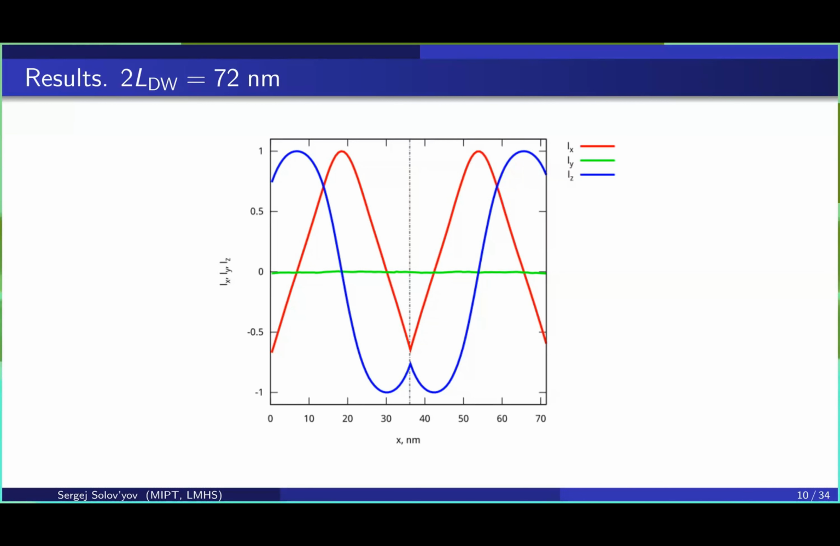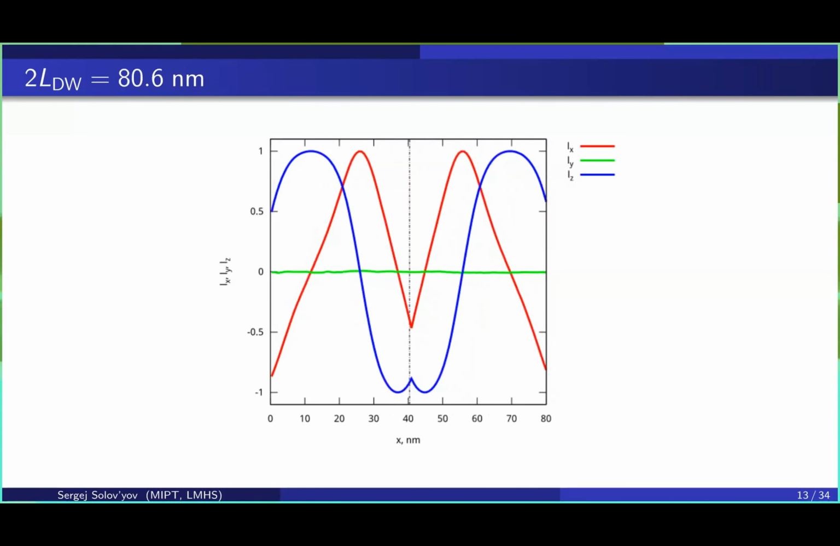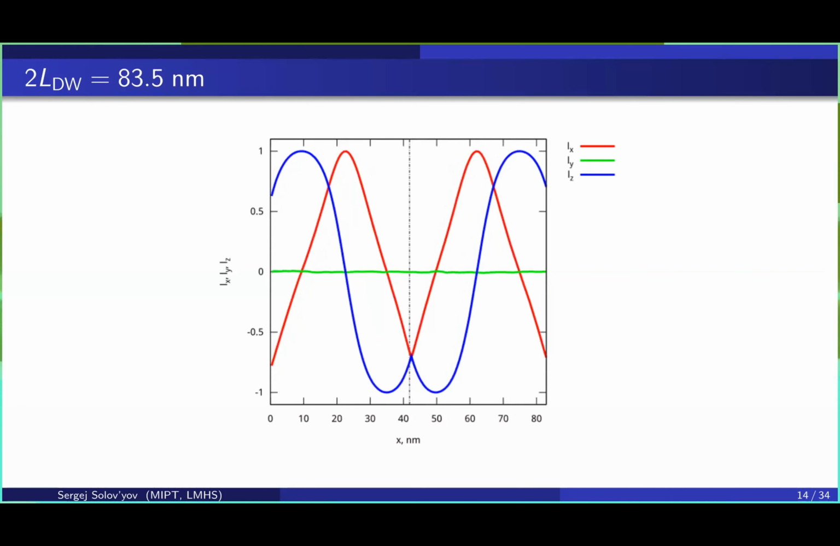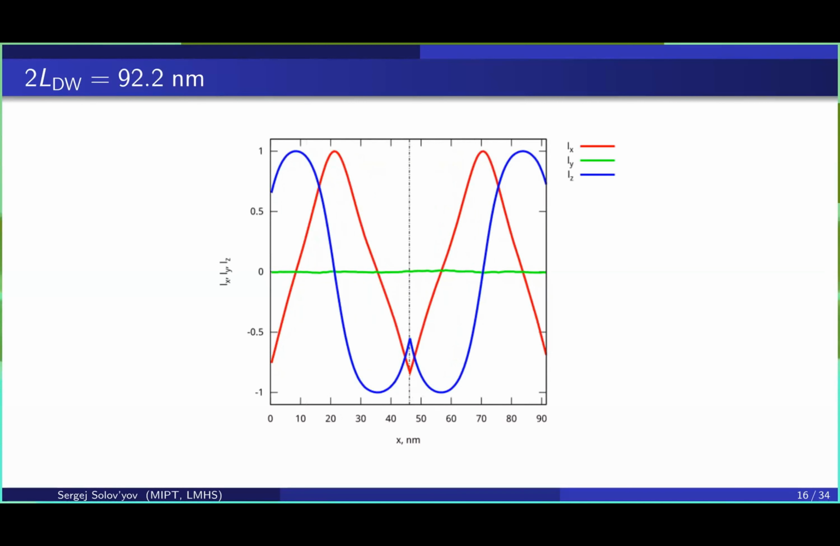a spin spiral takes place. When we increase the size of our structure, the periodicity of our spin spiral increases, but the total structure doesn't change. But when we achieve some critical value of the size of ferroelectric domains, an abrupt change takes place.